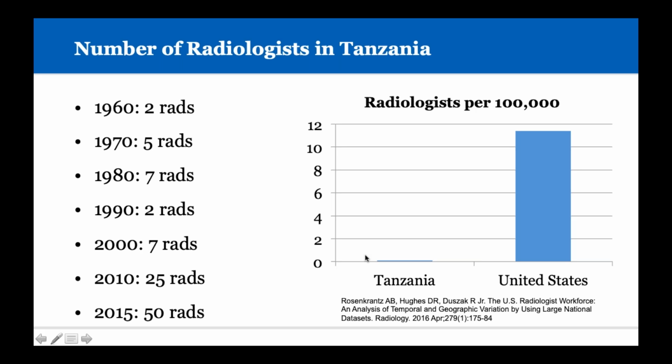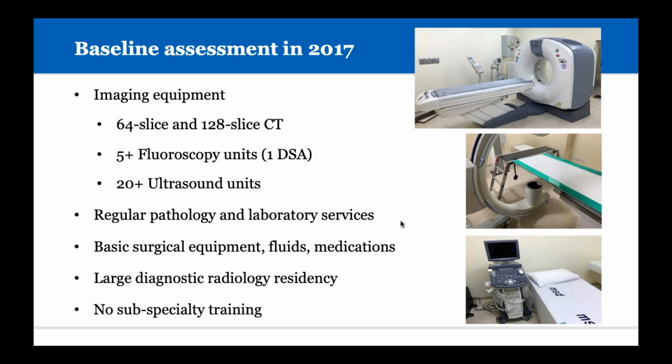That's pretty crazy. But what's even crazier is that there's not a single interventional radiologist. 50 million people, not a single interventional radiologist, nobody that can place a drain, nobody that can put in a nephrostomy tube, nothing. So in 2017, I went to Tanzania for the first time and did a readiness assessment to basically see whether IR would be possible there. And I found that indeed it should be.